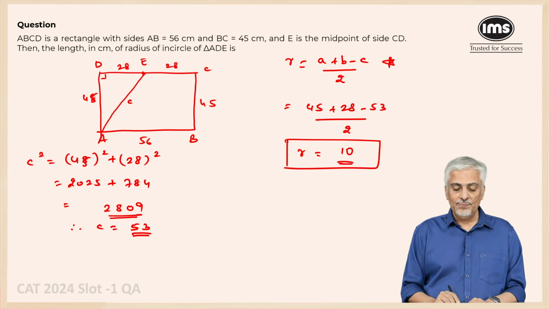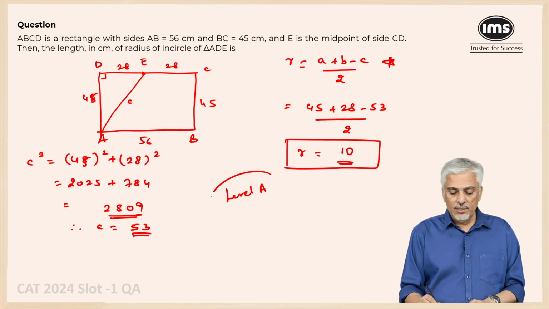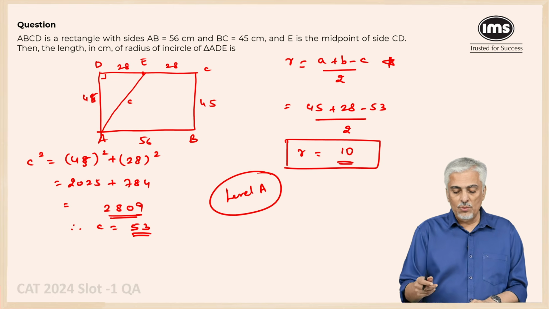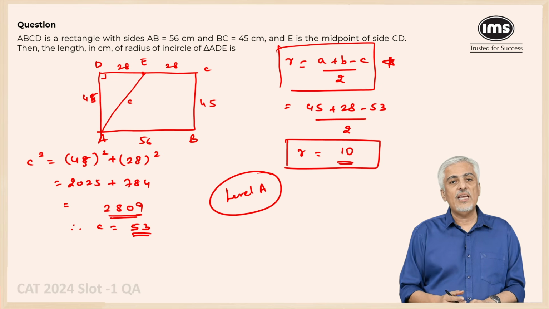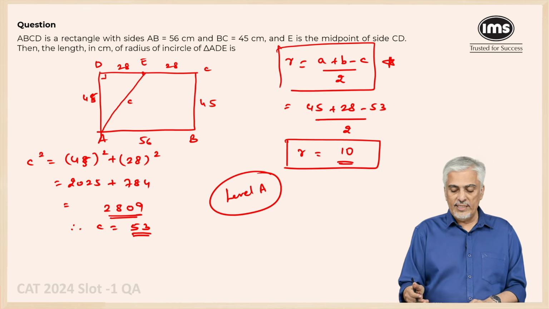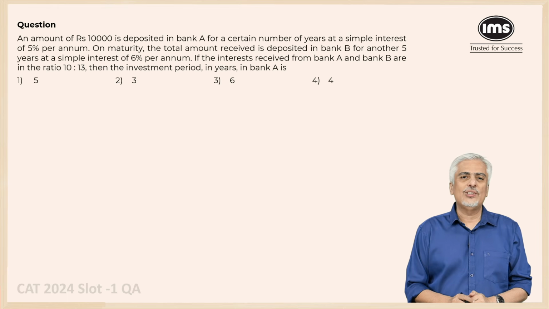It was a theta question. I thought this was a very, very straightforward question. Should have got this. I would put this as level A question. On the worst side, if you did not know this formula, you could have done area of the triangle is equal to abc upon 4R, which also would lead to the same answer. Radius is 10. Let's have a look at the next question.